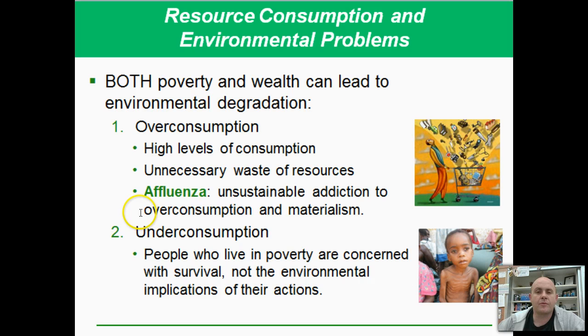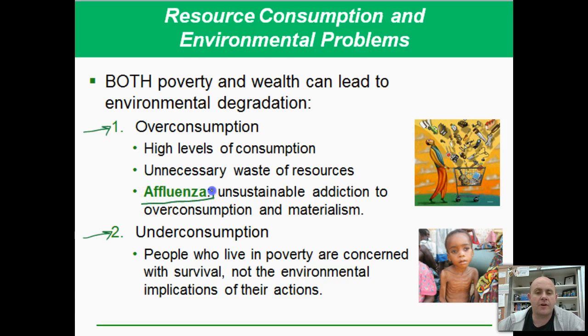When we talk about resource consumption, it's something that we have to be careful of. How much of a resource we are consuming. So we can look at that from two perspectives. One, overconsumption, and then by contrast, underconsumption. So really, both poverty and wealth can lead to environmental degradation. Overconsumption, wealth, and 2, underconsumption, poverty have a tendency to lead there. And so higher levels of consumption using more resources that are unnecessarily wasted can cause real problems for people.